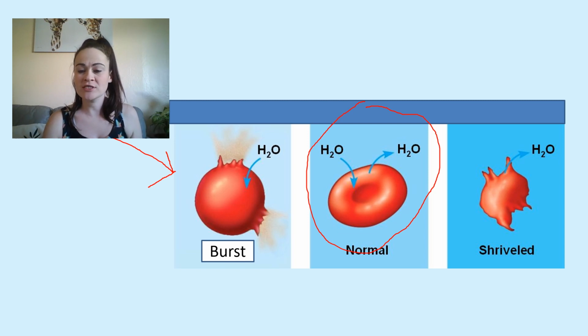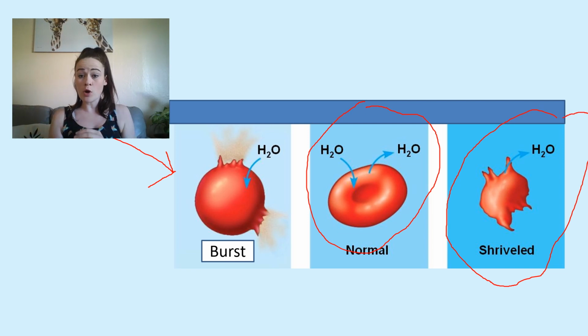Now, if we put our cell into our really salty solution or sugary solution, we're going to have a lower water concentration outside the cell, so because water is moving from a high concentration inside the cell to a low concentration outside the cell, the water moves out, and our cell either shrinks or shrivels.